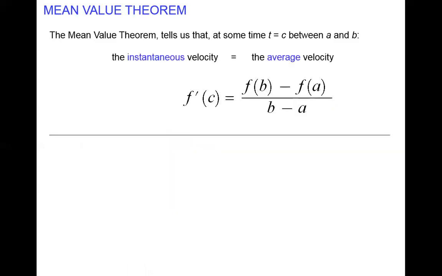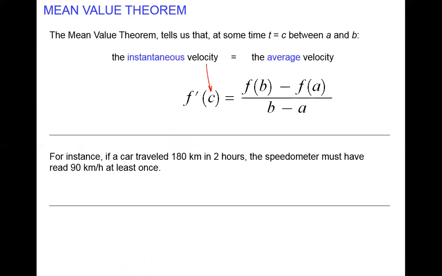That actually means instantaneous velocity is exactly the same as average velocity. Instantaneous velocity, of course, at some point. That means, for example, this.